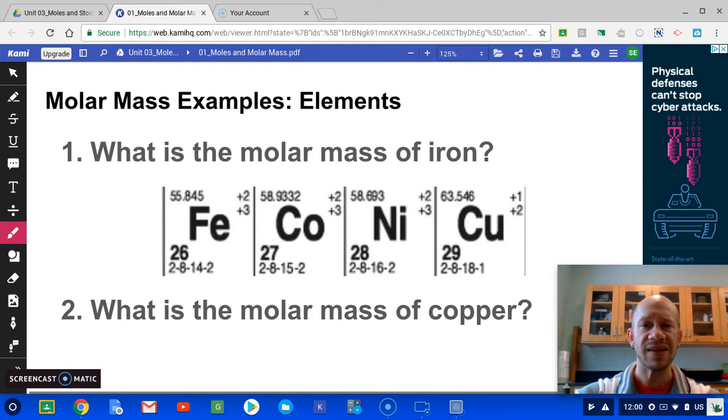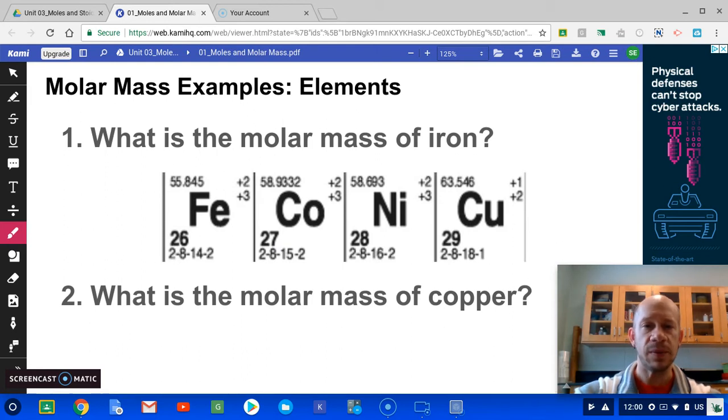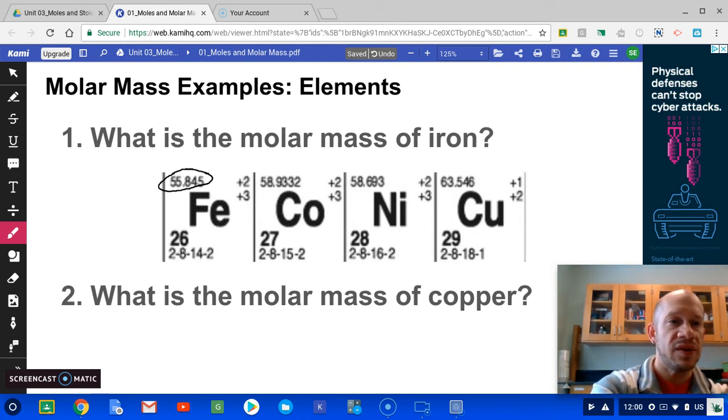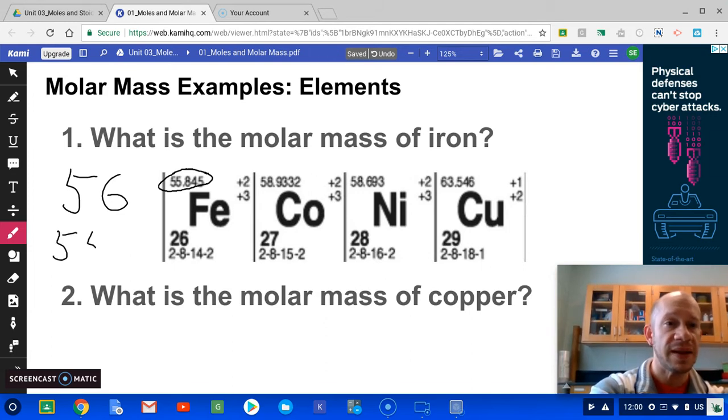What is the molar mass of iron? On your periodic table, you'll find this number with the decimal. That is the atomic mass of iron, and the molar mass of iron is going to equal that number. When we calculate gram formula mass, you can round to the whole number. So this will be 56, or if you choose, you can round to 1 decimal place. So this will be 55.9.